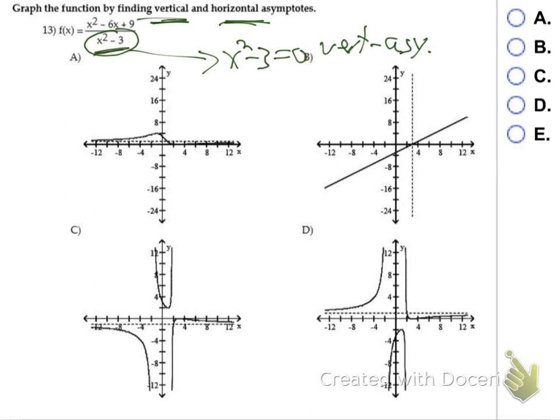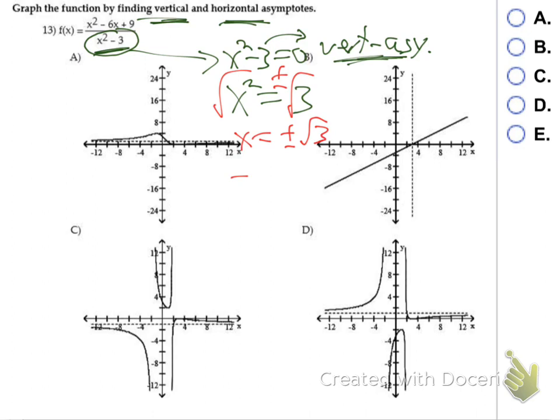So whatever makes the bottom 0 is going to be a vertical asymptote on the graph. And so how do you solve that? Just bump that thing over. X squared is 3. Square root it. But roof on the house? Don't forget plus or minus, because there are going to be 2 of these. Plus or minus. Now, what's root 3? It's like 1.7, something like that.